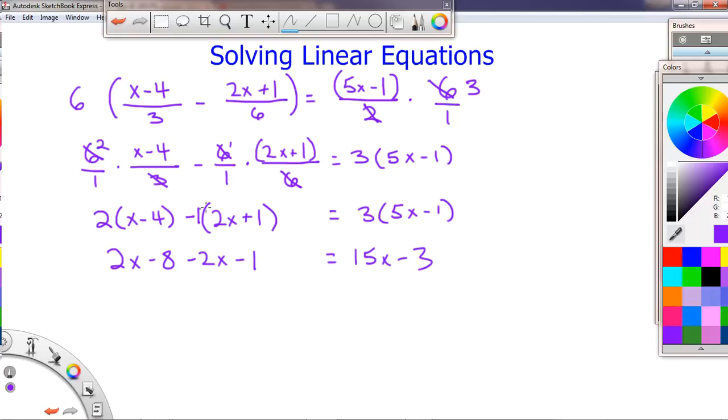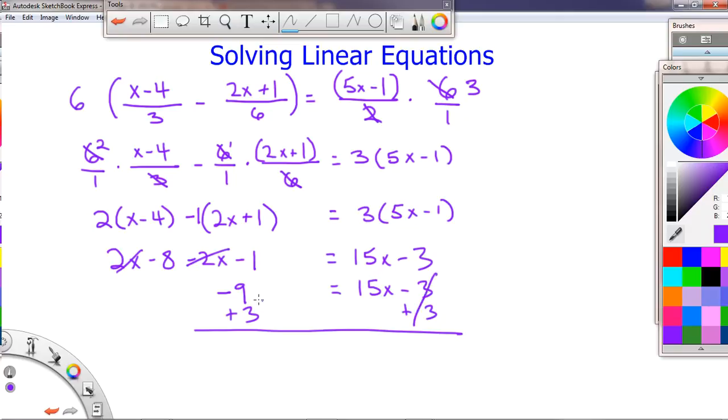Okay, we can combine like terms here. I see x's and constants on this side. Oh, okay, well, that's fine. 2x minus 2x, these cancel out. And just interestingly enough, negative 8 minus 1 is negative 9, and that's equal to 15x minus 3. Okay, my x is on this side. I've got nothing on this side, so I'm just going to keep it here. Add 3 to both sides.